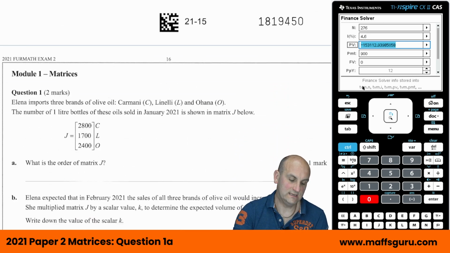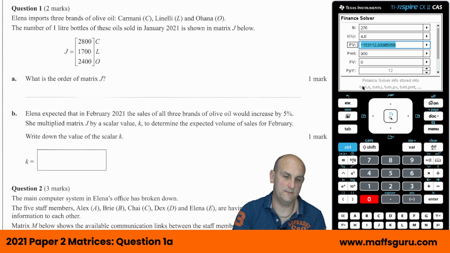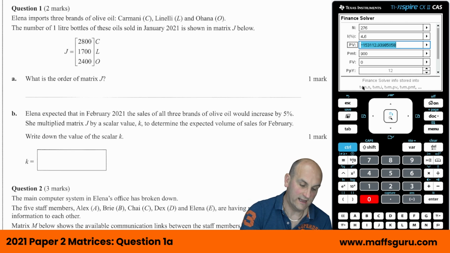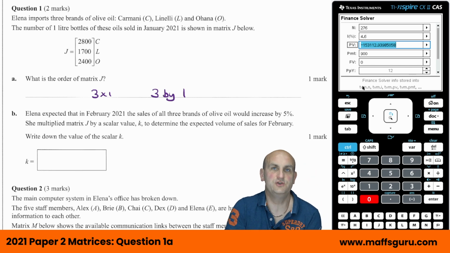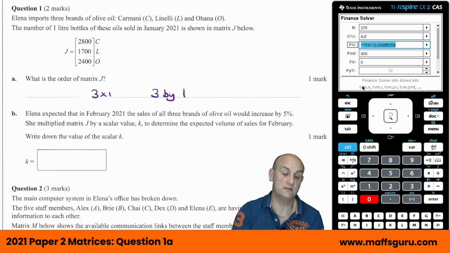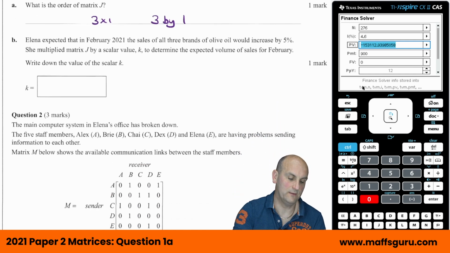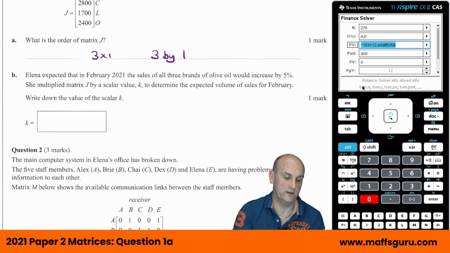Matrices, question number 1. Elena imports 3 brands of olive oil, with the number of 1 litre bottles shown as that. What is the order of the matrix? Again, I do 3 by 1. It's unclear, I'm never really sure what VCAA wants. I keep asking them, but never get anything conclusive back. Maybe someone will let me know one day.